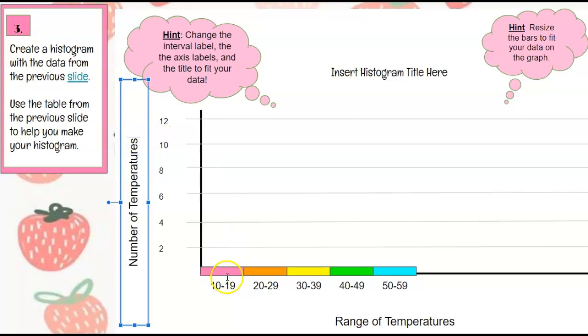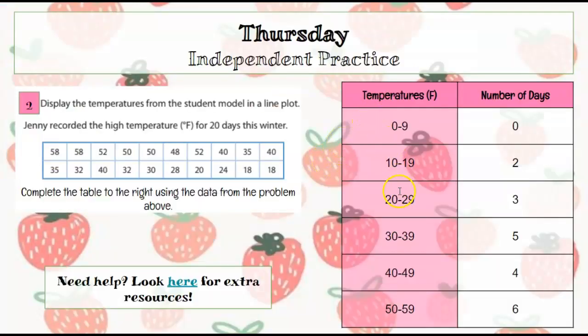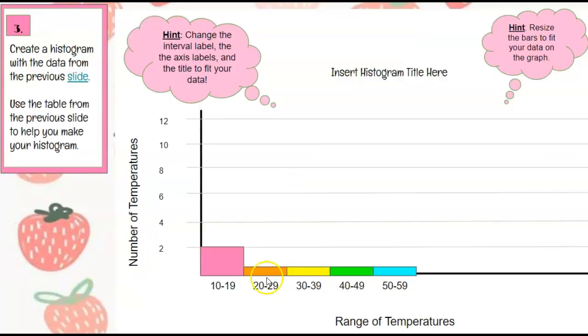Okay, so from 10 to 19, I had 2. So I'm going to drag that bar up until it hits 2. From 20 to 29, I've got 3. So I'm going to drag the bar up until I get halfway in between 2 and 4, which would be 3.